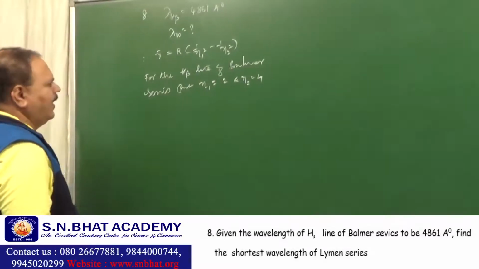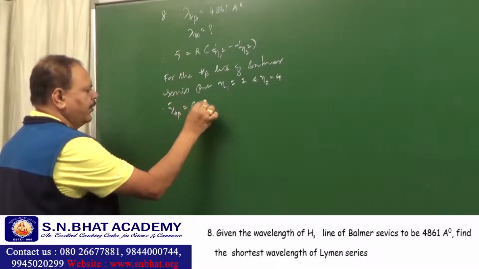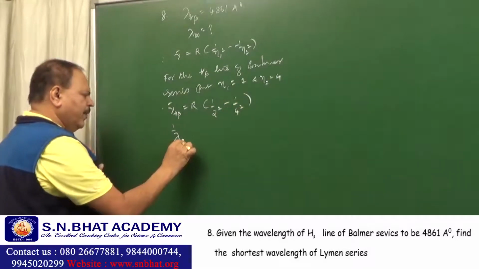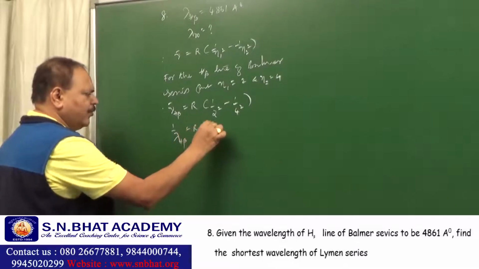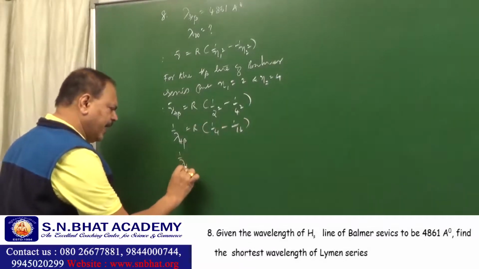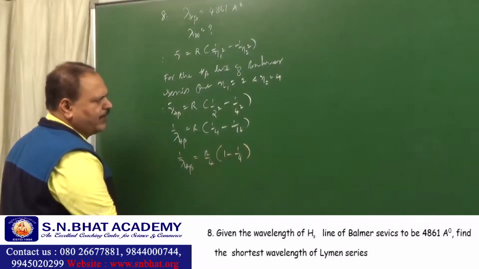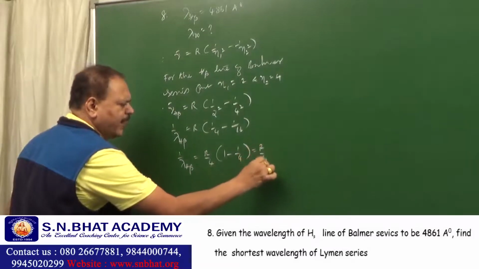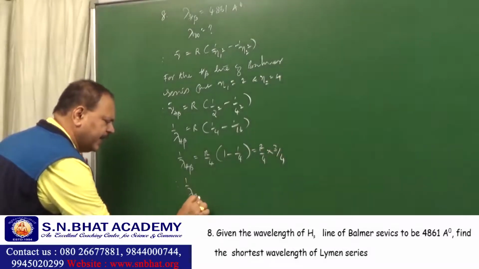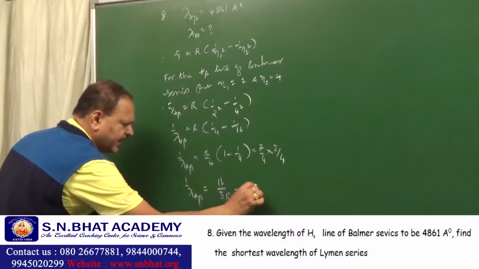Okay, then in your formula, nu bar H beta is equal to R into 1 over 2 square minus 1 over 4 square. 1 by lambda H beta is equal to R into 1 by 4 minus 1 by 16. As you know, R by 4 is a common factor, 1 minus 1 by 4 you are going to get, and that value would be R by 4 into 3 by 4. And therefore, if you take the reciprocal, lambda H beta is equal to 16 by 3R, which you can take as equation number 1.